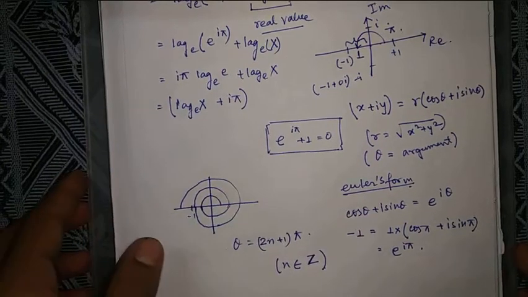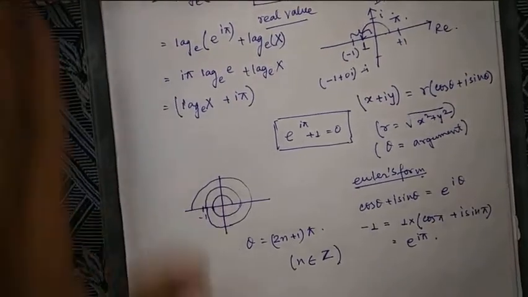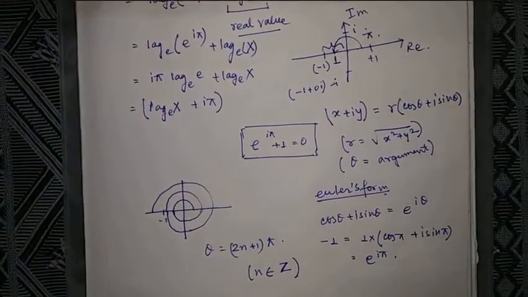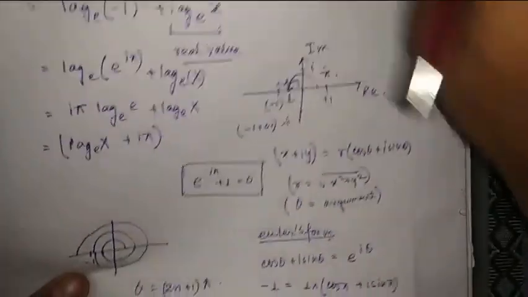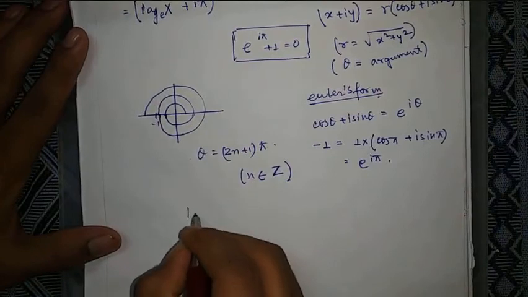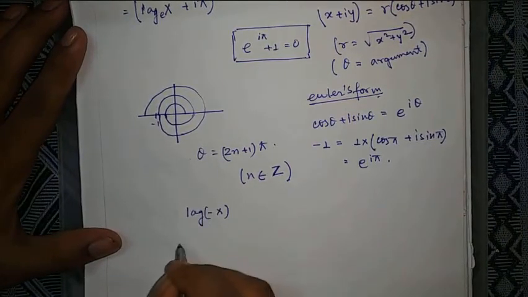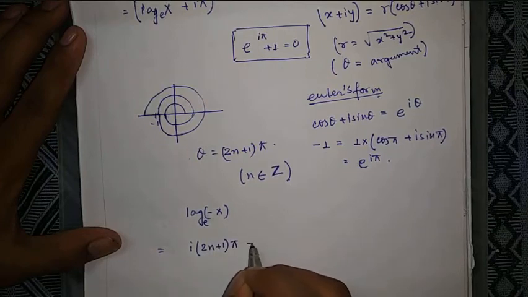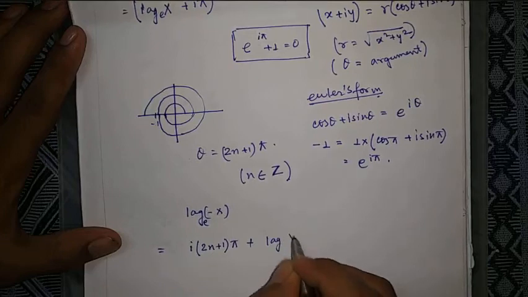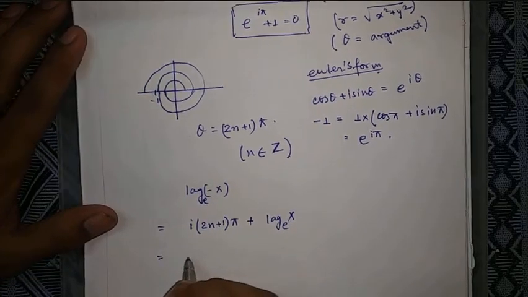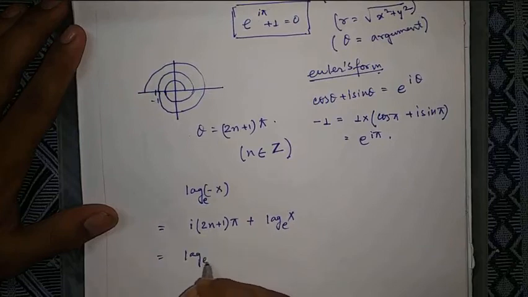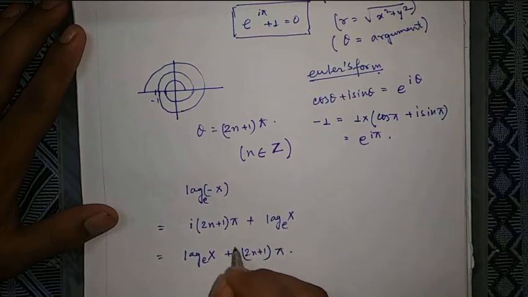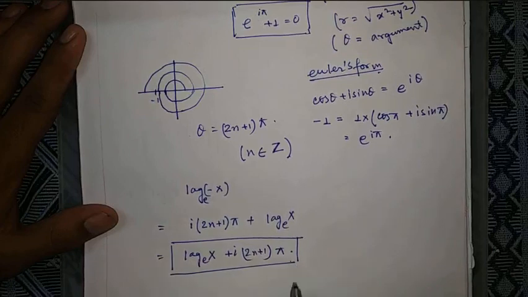So the general solution for this function, which is log of minus x base e, is going to be i times 2n plus 1 pi plus log x base e, which I can write in x plus iy form as log x base e plus 2n plus 1 pi times i. So this is the general solution for the logarithm of any negative number.